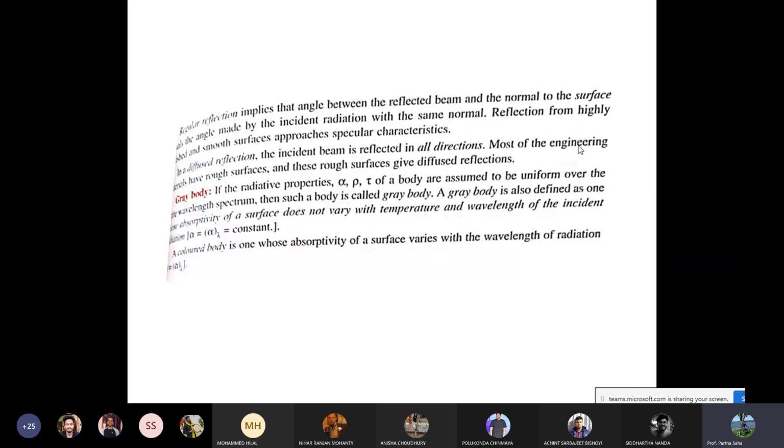Now let's finally move to the gray body. If the radiative properties alpha, rho, and tau of a body are assumed to be uniform over the entire wavelength spectrum, then such a body is called a gray body. So a gray body is a combination of alpha, rho, and tau. It's not completely absorbing, nor completely reflecting, nor completely transmitting. A certain fraction of light is absorbed, reflected back, and transmitted. That is known as a gray body. In reality, most bodies are gray bodies.